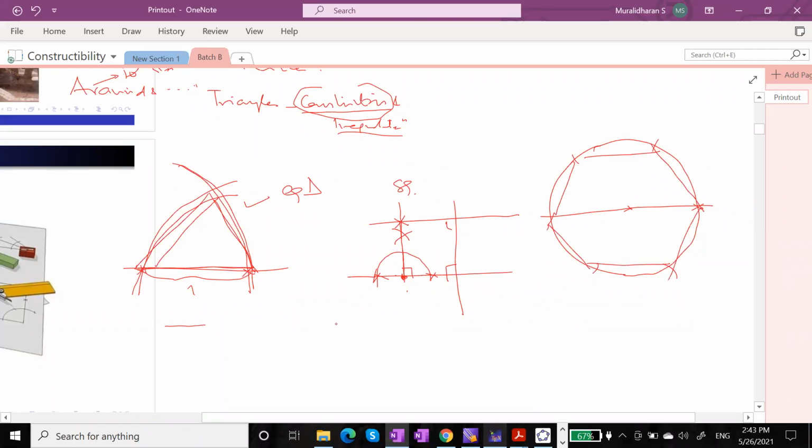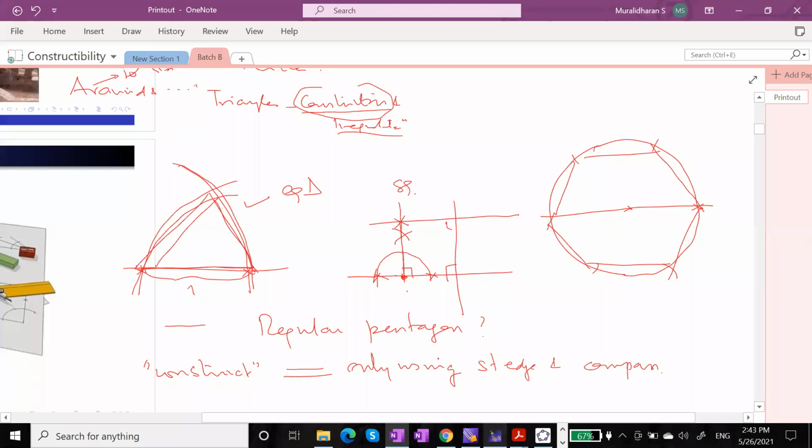Okay. And have any of you seen how to construct a regular pentagon? Again, let us reiterate: whenever we say construct in today's and tomorrow's lectures, it essentially means using only straight edge and compass.